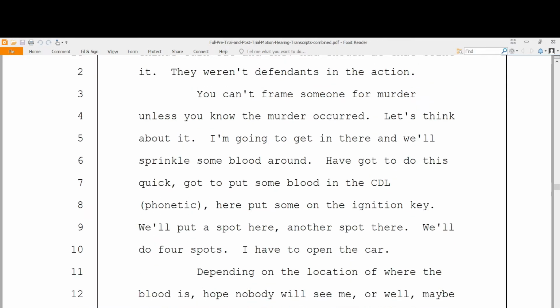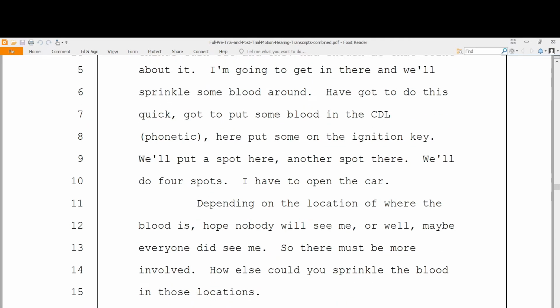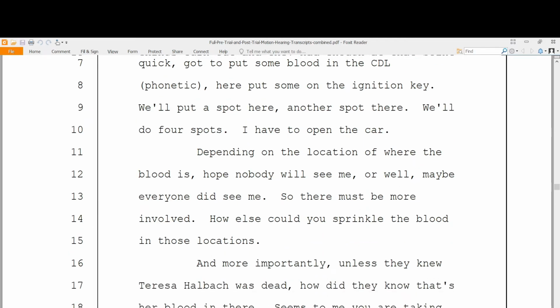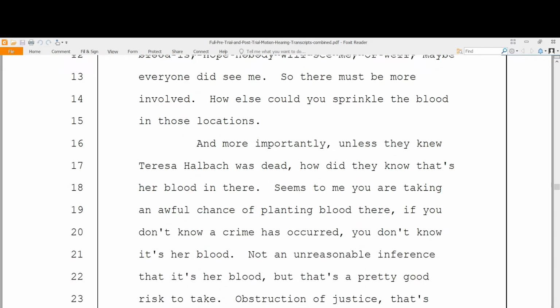Let's think about it. I'm going to get in there, and we'll sprinkle some blood around. Have got to do this quick. Got to put some blood on the CDL. Put some on the ignition. We'll put a spot here, another spot there. We'll do 4 spots. I have to open the car. Depending on the location of where the blood is, hopefully nobody will see me, or well, maybe everyone did see me. So you must be more involved. How else could you sprinkle the blood in those locations?